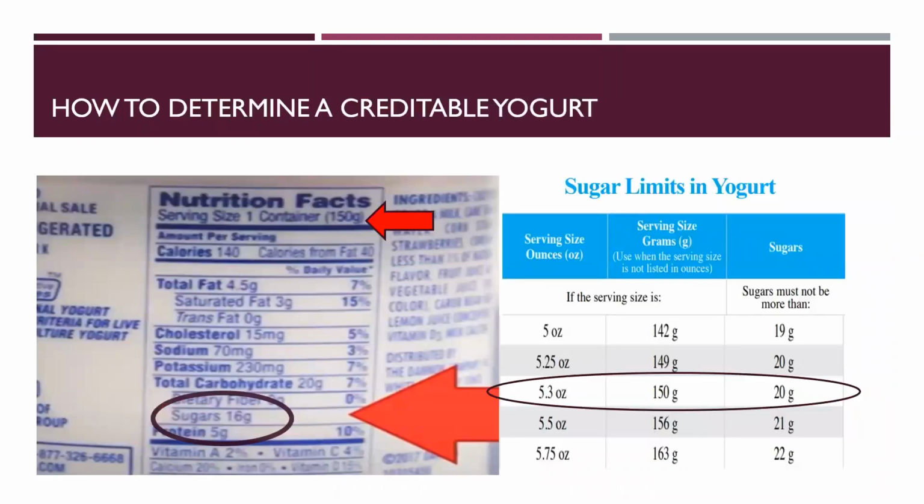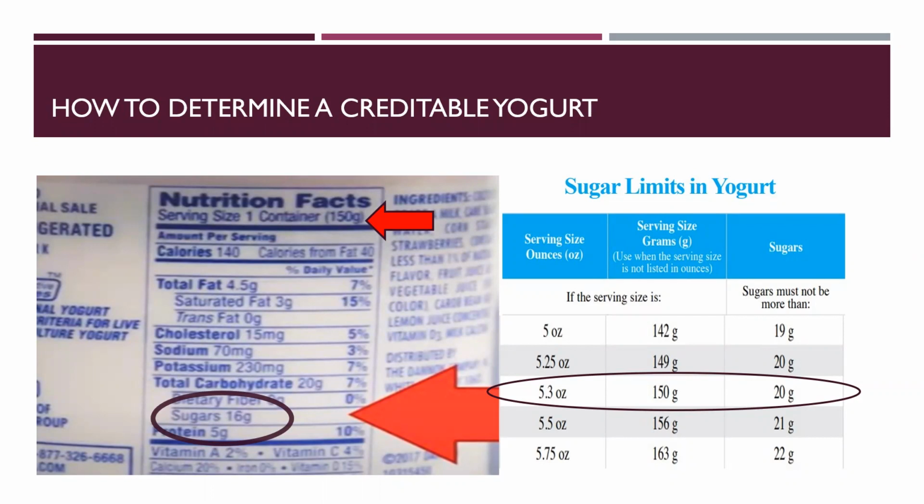So in order to determine if a yogurt is creditable and does not exceed the sugar limits, you need to look at the nutrition facts label. First, find the serving size of the container. In this example, the serving size is 150 grams. Find it kind of at the top under nutrition facts.